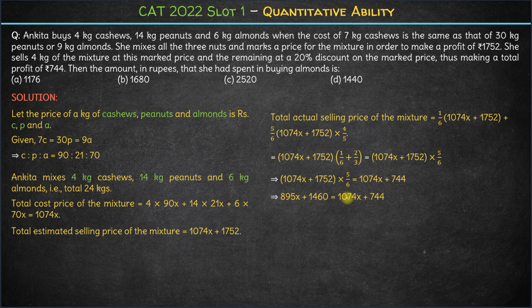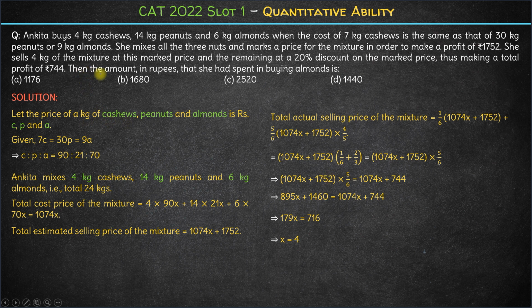So now you'll have 1074 minus 895. This is going to be how much? 179x, and 1460 minus 744 is 716. So 716 is going to be 179x, and once you divide by 179, x comes out to be 4. Okay, so the value of x is 4.